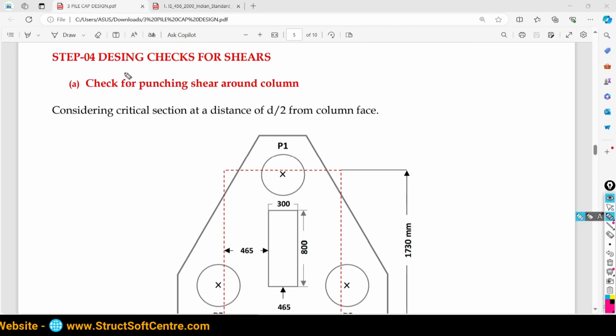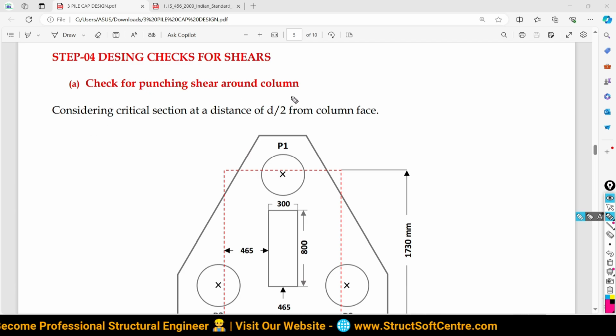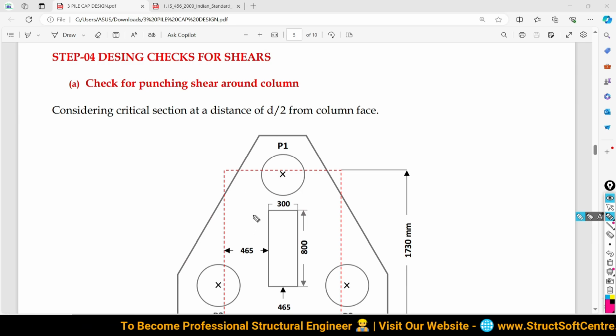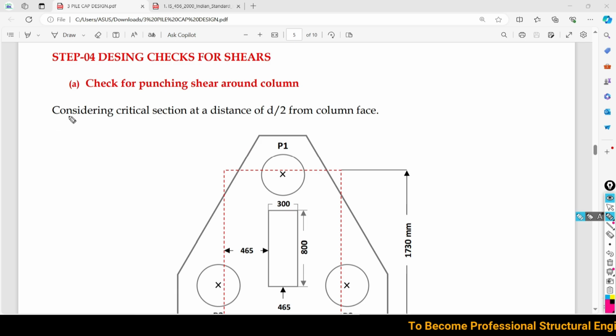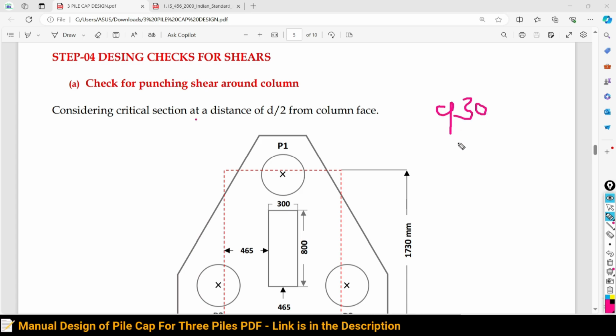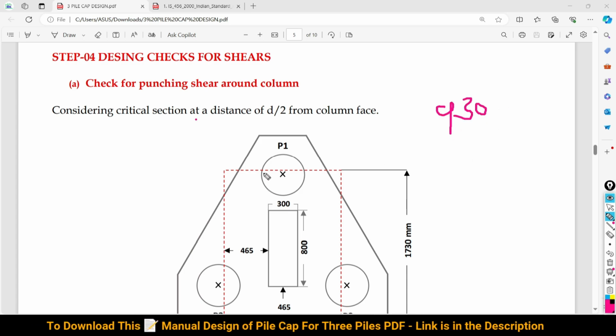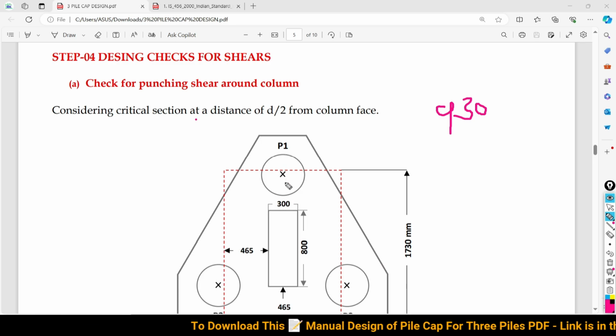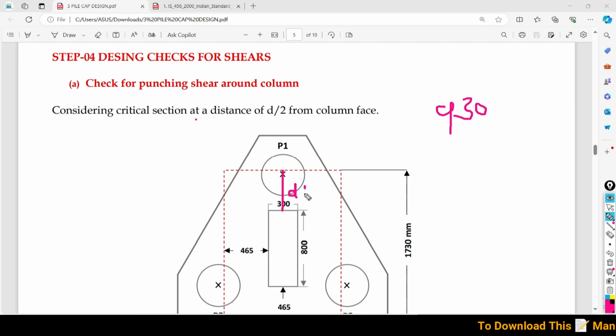Now in step 4, design check for shear, we first perform the punching shear check around the column to check whether the provided depth of the pile cap is safe for resisting the shear. For that we consider a critical section at a distance of d by 2 from the face of the column, where d is the effective depth of the pile cap. The effective depth is 930 mm, and half of this is what we take for the critical section in all directions for punching.